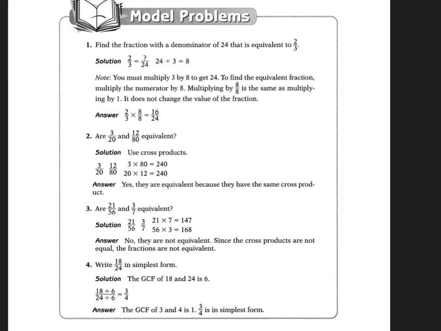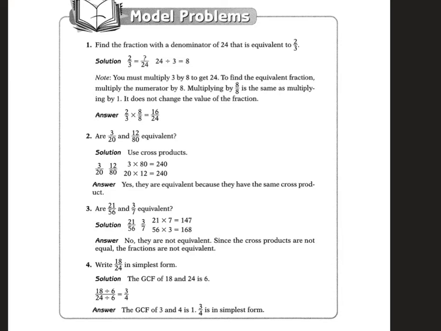For 3, it asks, are 21/56 and 3/7 equivalent? Well, 56 divided by 8 is 7. However, you cannot divide 21 by 8, so those two are not equivalent. You could also cross multiply with these. The 21 times 7 is 147, and the 56 times 3 is 168. So because they are not the same when you cross multiply, they are not equivalent.